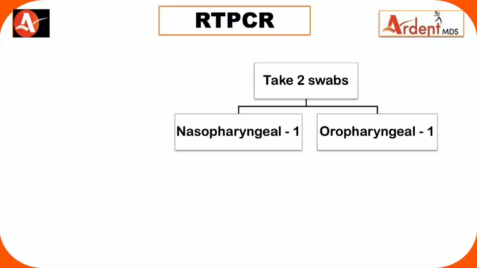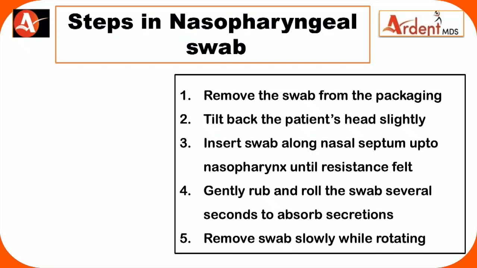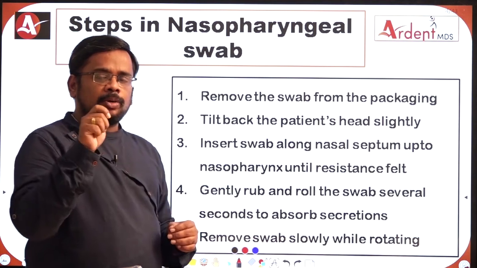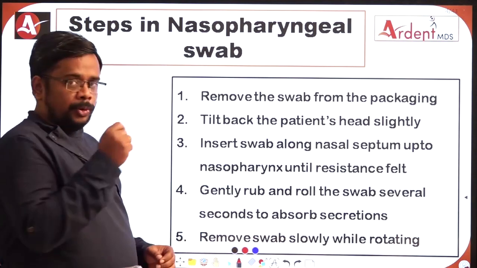We have to collect two swabs, one from the nasopharyngeal, one from the oropharyngeal, according to the criteria. So how to collect the nasopharyngeal swabs? What is the step-by-step procedure? Remove the swab from the pack and ask the patient to tilt the head slightly and insert the swab along the nasal septum until you feel a resistance. That means you reached the nasopharyngeal area. Gently rub and roll the swab, collect the secretions and remove the swab slowly while rotating.